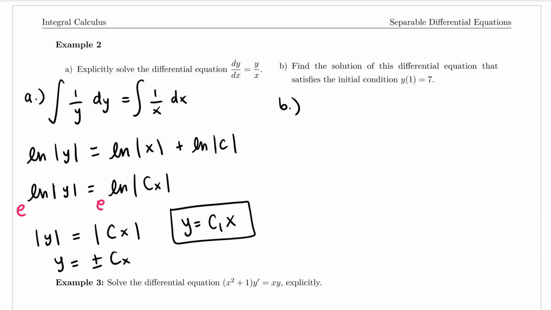Now in part B, we're actually going to find out what that constant is. Part B says, find the solution of this differential equation that satisfies the initial condition y of 1 equals 7. So what I'm going to do is take my general solution, replace y with 7, and replace x with 1. And that's going to imply that c1 is equal to 7. So our particular solution in explicit form will be y equals 7x.